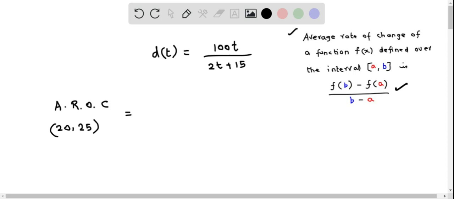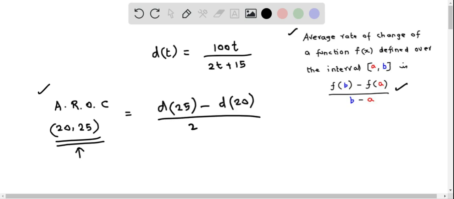So let's use this definition to determine the average rate of change of the function d of t in the interval 20 comma 25. I have written average rate of change shortly as a.r.o.c. So this equals d of 25 minus d of 20 over 25 minus 20, because a is 20 and b is 25. Now let's evaluate this.